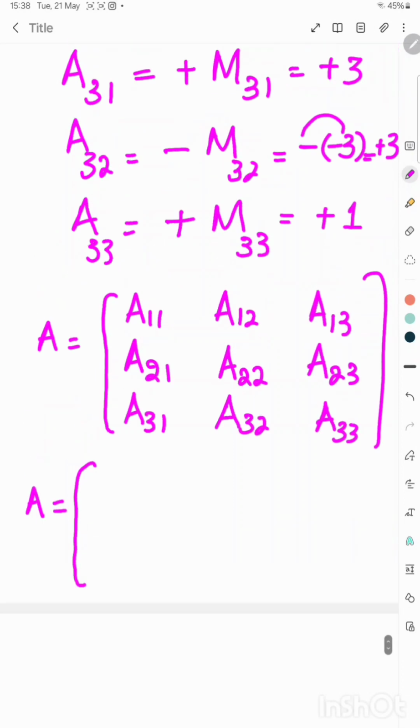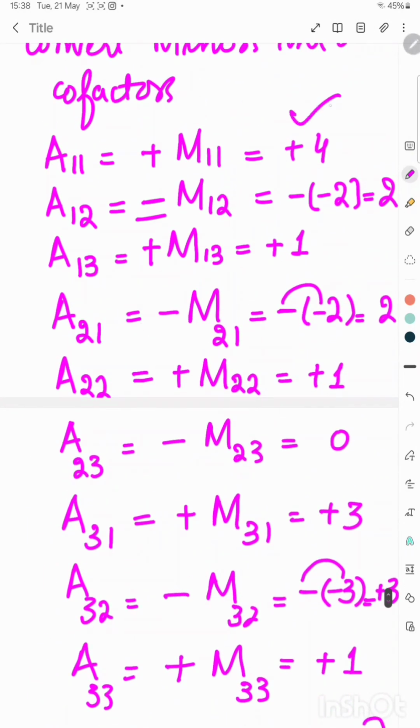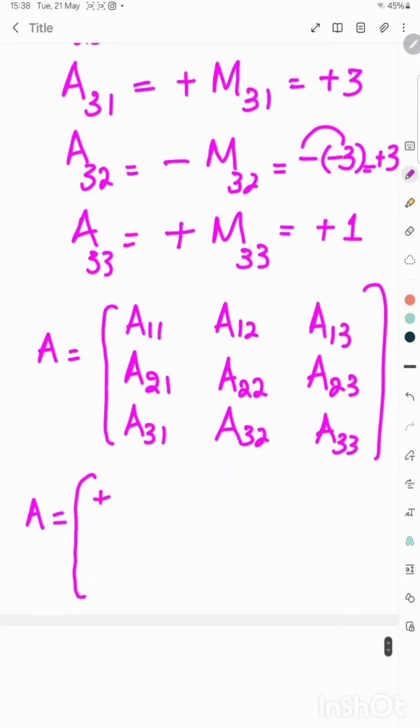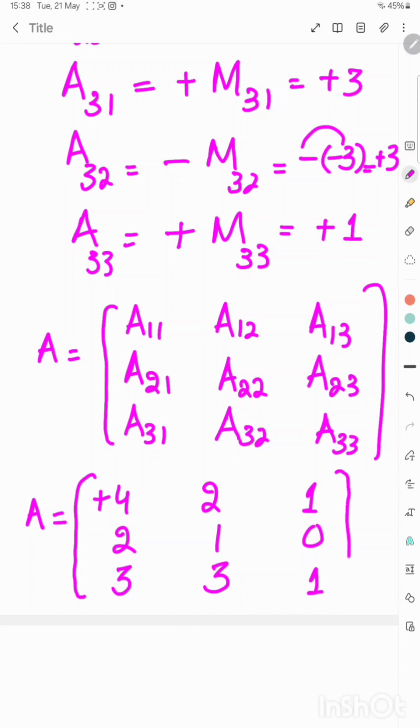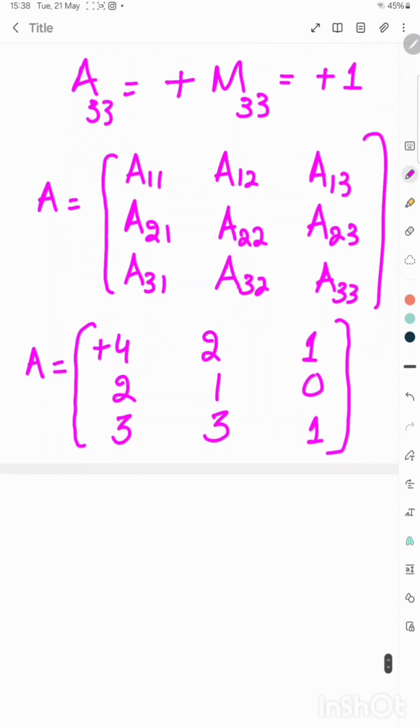So here I will just put the values. What was a11 here? Plus 4, so I will write plus 4 here. Then a12 was equal to 2, a13 was equal to 1, a21 is equal to 2, a22 is equal to 1, a23 is equal to 0, a31 is equal to 3, a32 is equal to 3, and a33 is equal to 1. So here student, you just observe that we get a new matrix, which is the combination of cofactors and minors. This matrix will be used to find the adjoint of A.